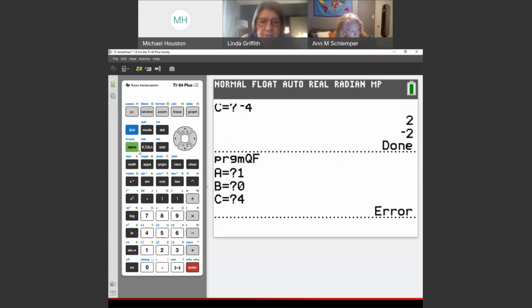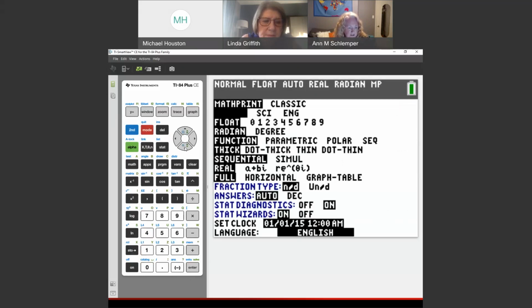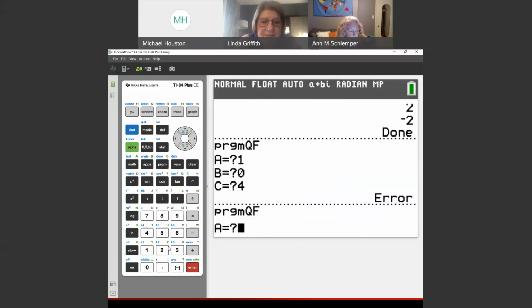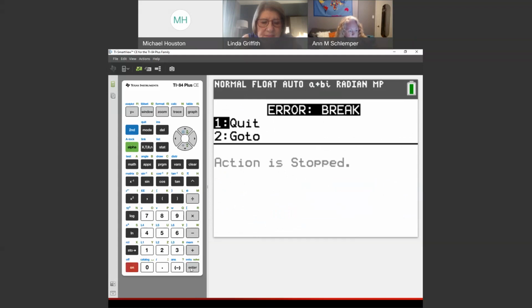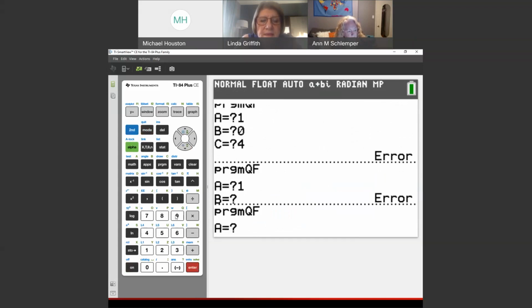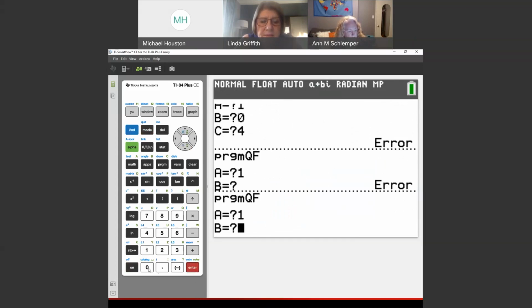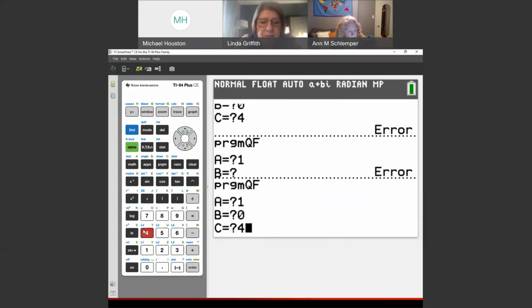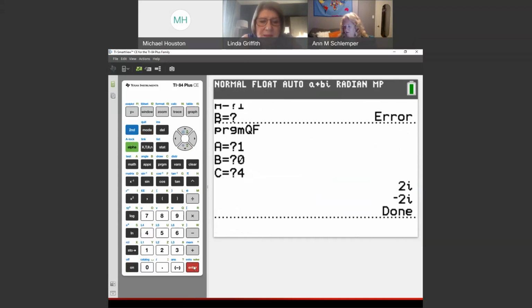We go to our mode and change it to A plus BI mode because it was in real mode. That's a good conversation to have too: when do you get imaginary? When there's a negative under the square root. So now if we quit this and do it again, 1, 0. Okay, what did I do? Enter. 1, 0, 4.